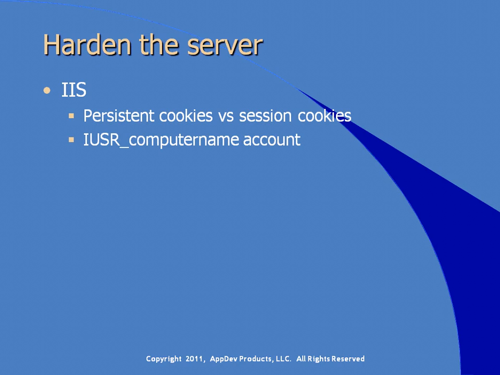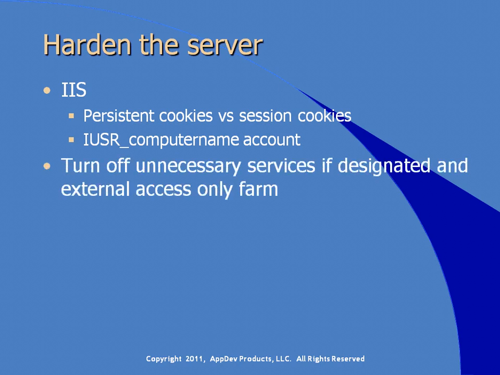You also have the iUser account. This is the account that's used by IIS to authenticate anonymous users in response to requests for web content. Depending on your organization's security requirements, you might want to change this to not be the default. If this farm is designated as an external access only farm, only enable services that are needed and turn off any unnecessary services.